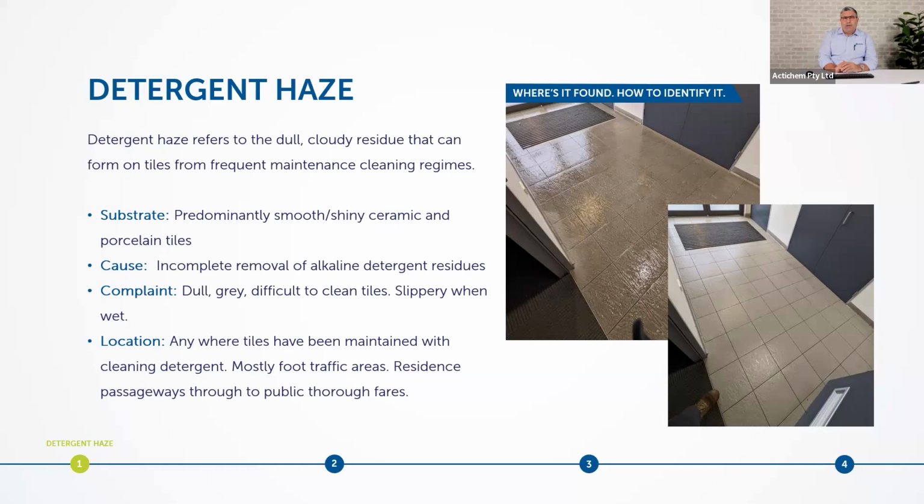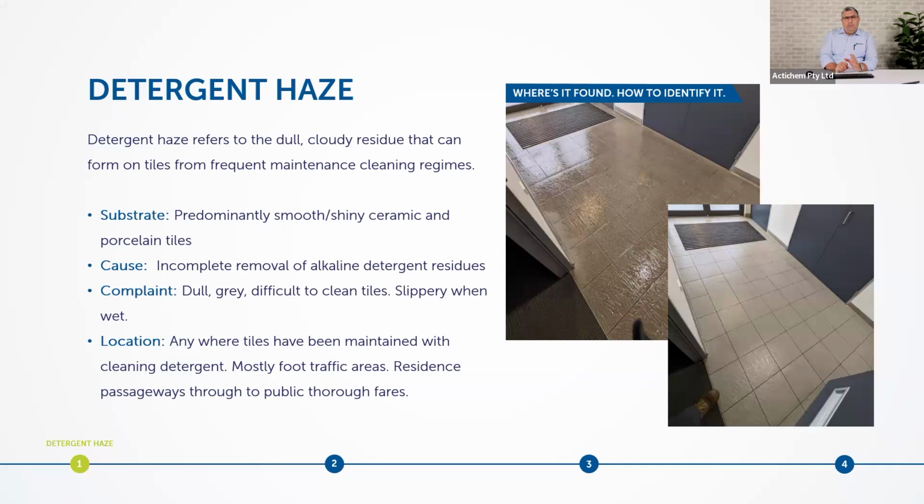I have a few notes there just in relation to some key points. So one is the substrate, and predominantly this occurs on smooth, shiny, ceramic or vitrified and porcelain tiles. It is not found very much on natural stone, not found on vinyl. These smooth, shiny ceramic tiles, and sometimes not so shiny, fully built structured tiles, love detergent residue. The cause is the incomplete removal of alkaline detergent residues, and we'll go into that in a little bit more detail. The complaint from the customer, of course, is dull grey tiles that are difficult to clean, slippery when wet.